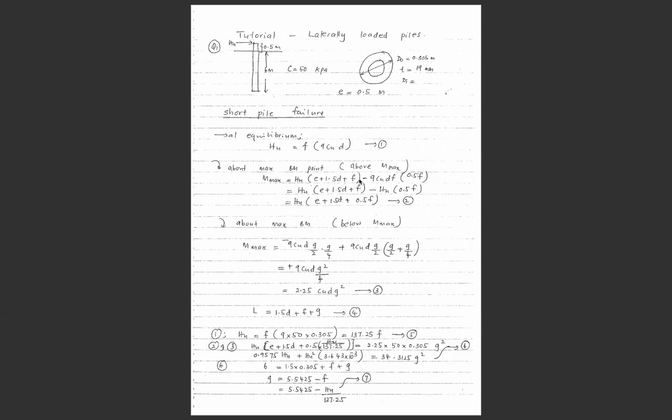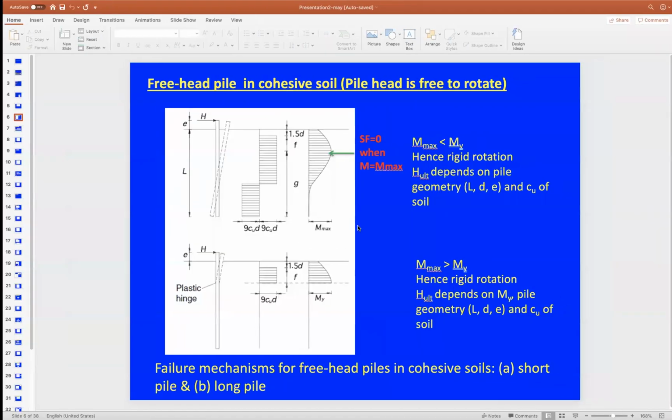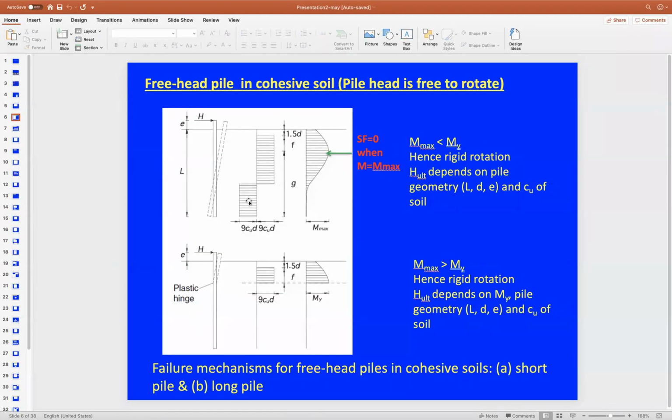If we substitute everything back into these equations and rearrange, we're going to get that M maximum will be equivalent to HU multiplied by E plus 1.5D plus 0.5F. So this is from above the M maximum point. If we talk as well about below the M maximum point, we have two distributed forces. As you can see here, we have this distributed force acting in that direction, and we have another distributed force, with the length G over 2, and this is with the length G over 2.